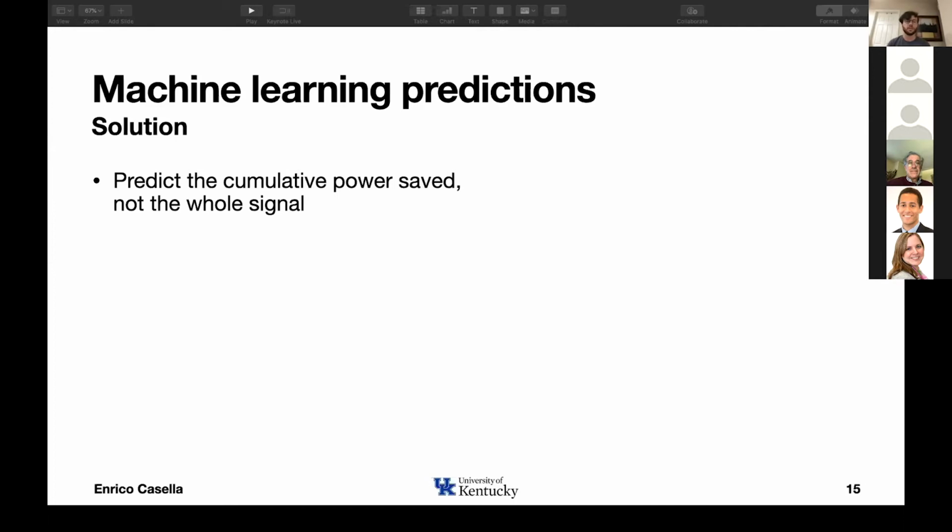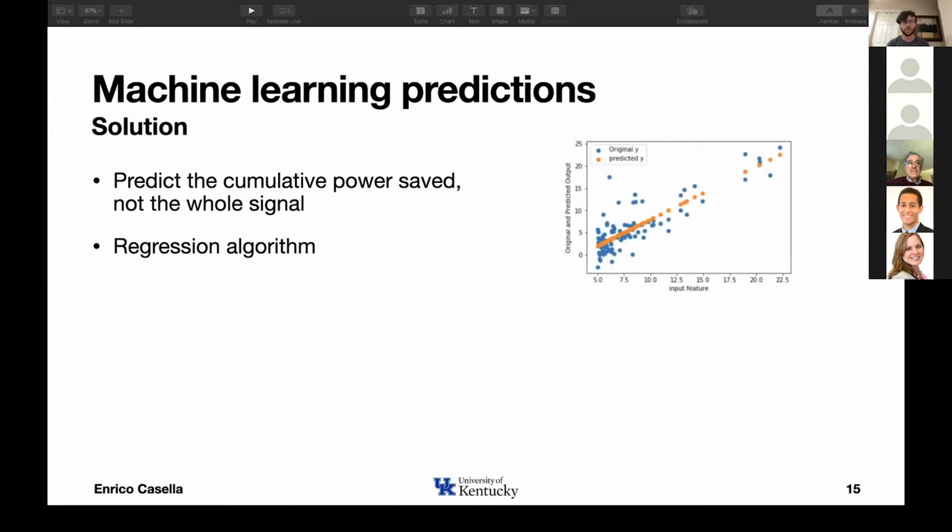At the beginning, looking at the literature, we thought it would make sense to create a signal of the power consumption. But because peak load reduction is usually an emergency scenario that lasts for a given amount of time, in our case an hour, what we really want to know is how much power we're going to save. So we don't need to create a whole signal across the whole hour, we just need a number. By thinking of the problem this way, all we need to predict is a number, and we try to solve this problem with a regression algorithm.